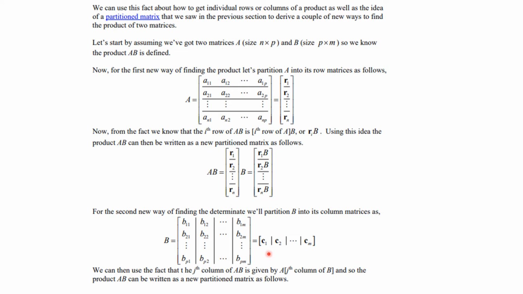A second way of doing this is if you partition B with the columns, and I'm calling these C1 the first column, C2 the second column, Cm the last column, then we can use our theorem again, the fact that the jth column of AB is given by A, the matrix, times the jth column of B, and so the product AB can be written as a partitioned matrix as follows.